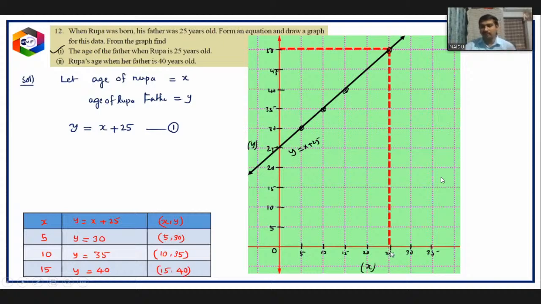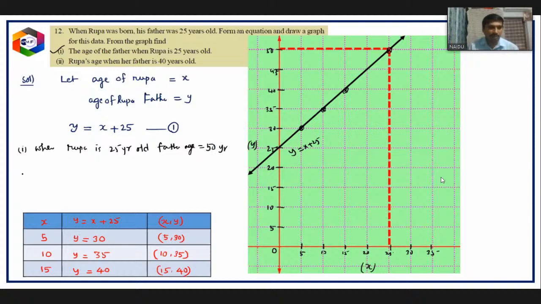This is a simple question, as we know there is a gap of 25, but since the question asks from the graph, this is the method we have to adopt, no doubt at all. A 25-year gap means when she was 25 years, automatically plus 25, so 50 years will be the father's age. So the answer should be mentioned. First question answer: when Rupa is 25 years old, the father is 50 years.